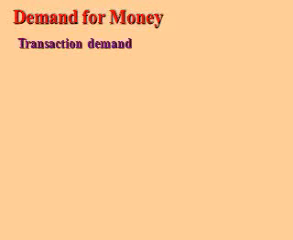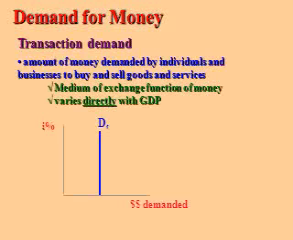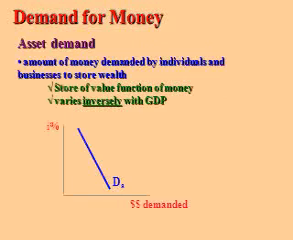Okay, really quickly, transaction demand. Basically, there's two types of demand for money. There's transaction demand, which is the amount of money demanded by individuals and businesses to buy and sell goods and services. Okay, and it varies directly with the GDP. That's transaction demand. Okay, and there's asset demand, which is the amount of money demanded by individuals and businesses to store wealth. So the first one is what we use to buy, and the asset demand is what we use to save, essentially.